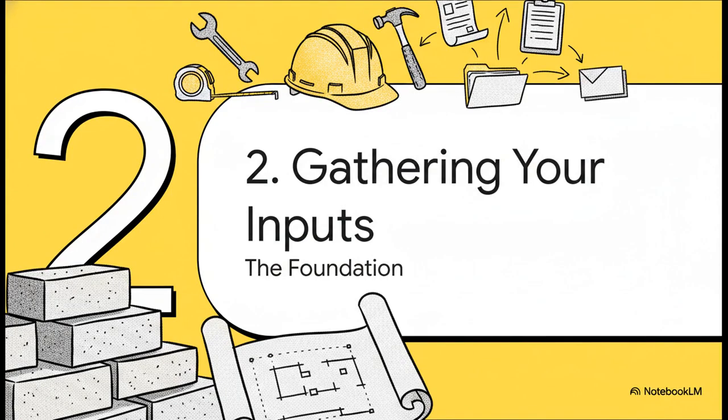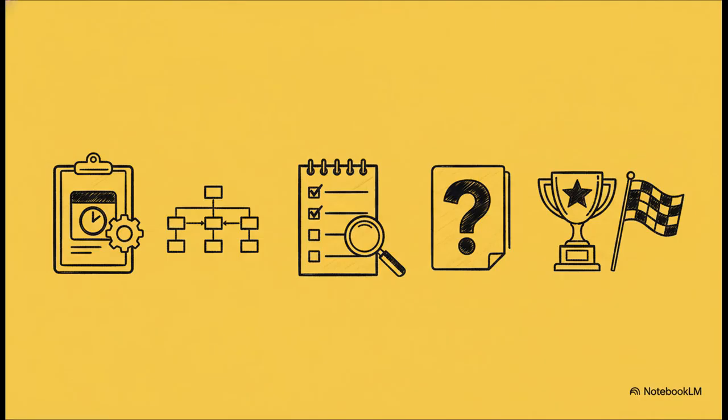Okay, so where do we start? Well, you can't build a house without materials, and you can't build a project schedule without your inputs. We have to gather all the foundational documents and plans before we can even think about connecting the dots. These are the non-negotiables. Your schedule management plan, that sets the rules for how you're going to do this. The scope baseline tells you exactly what you're building. Then you've got your key documents.